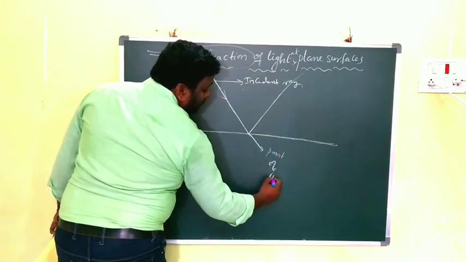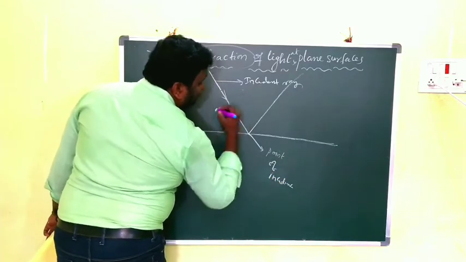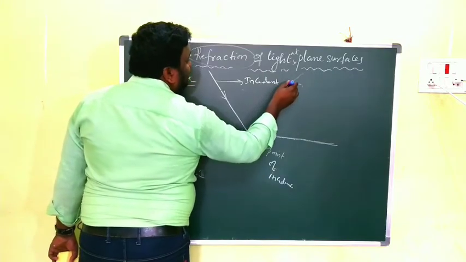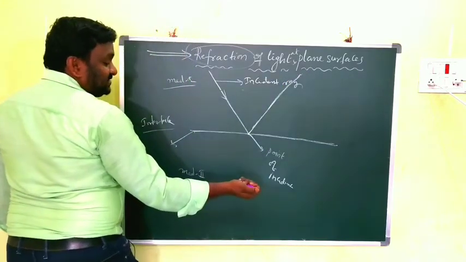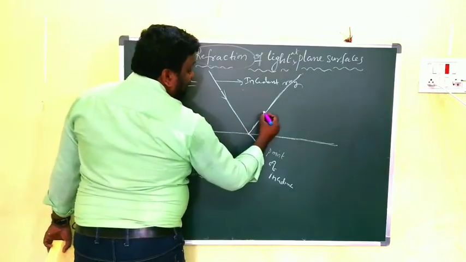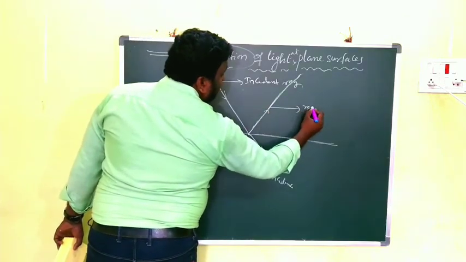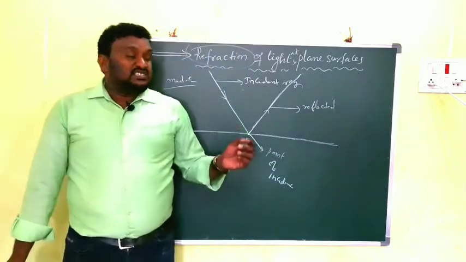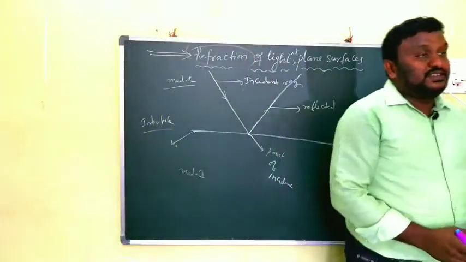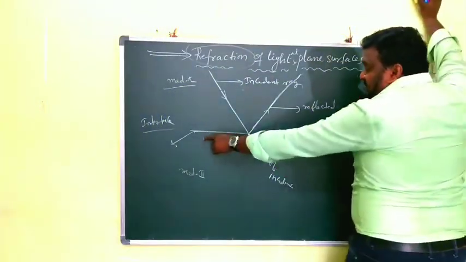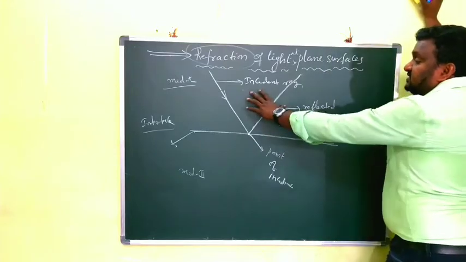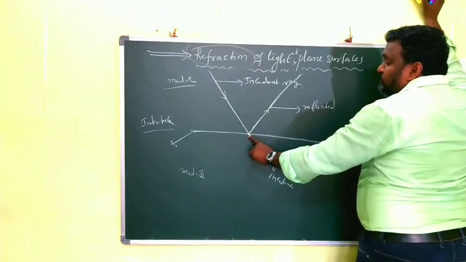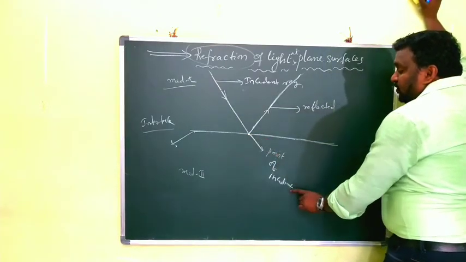What do we call it? Point of incidence. After that, the ray goes completely back. So this is the reflected ray. Clear, children? Just watch here carefully. This is the interface, which separates the two media, and this is the incident ray. It is incident at this point, the point of incidence.